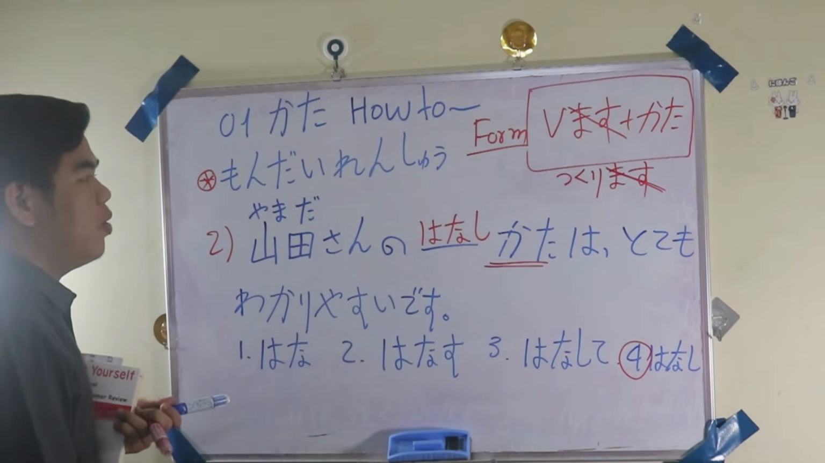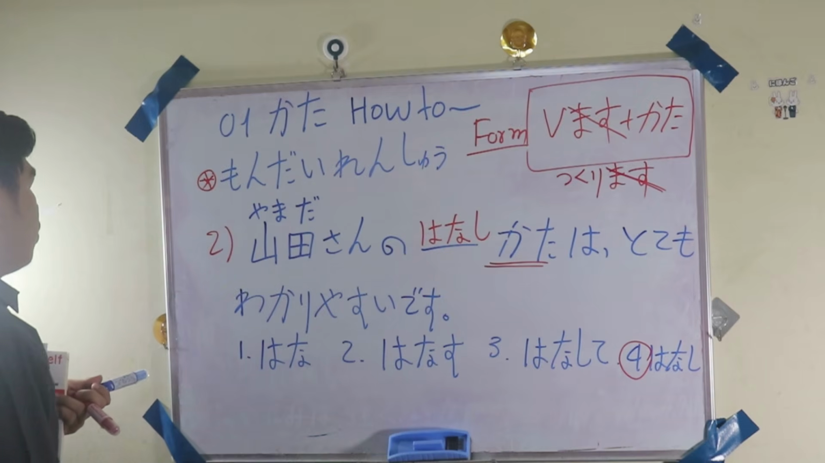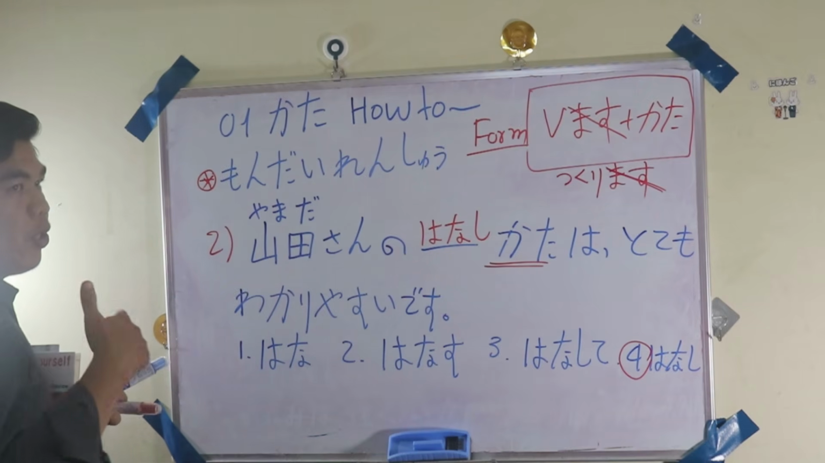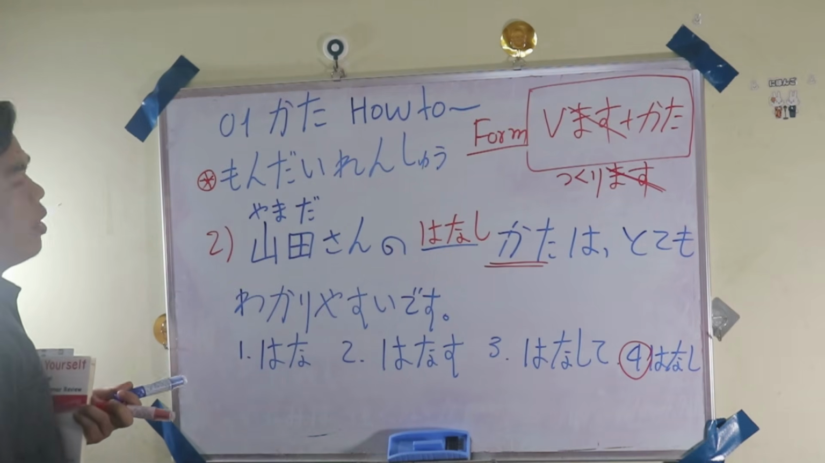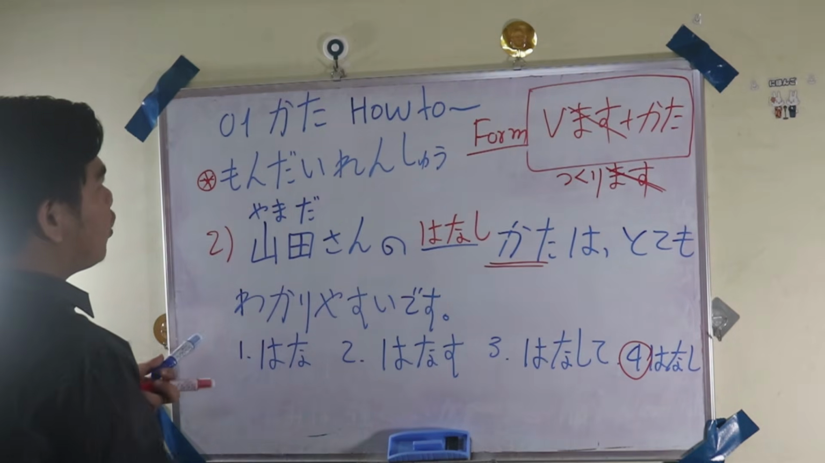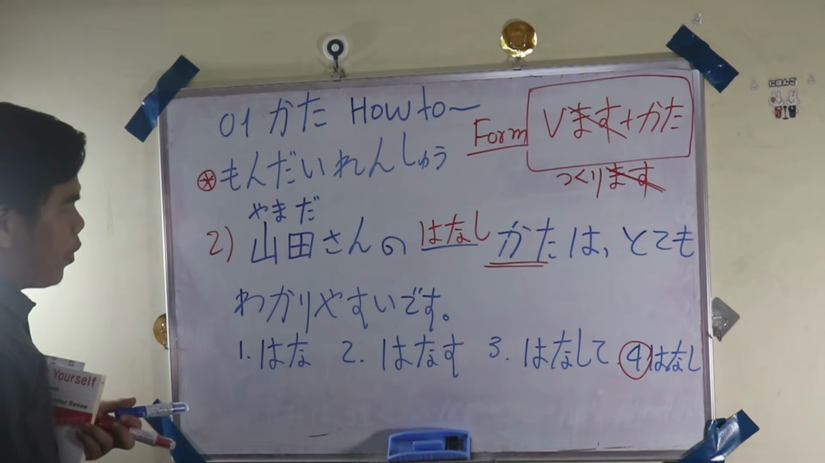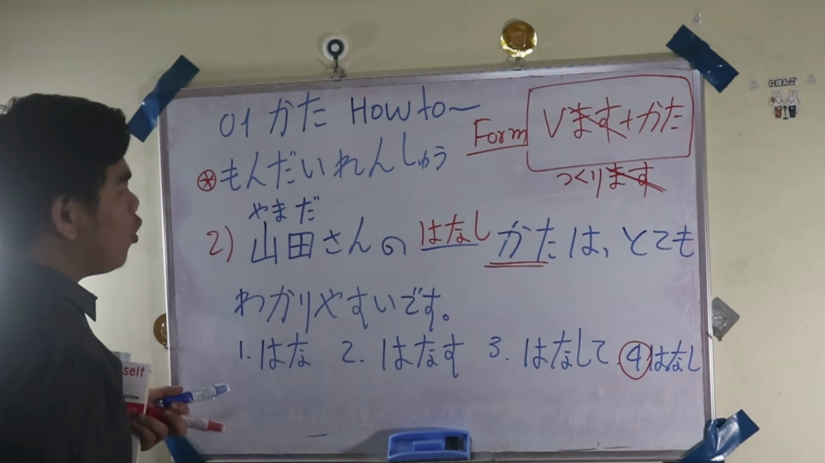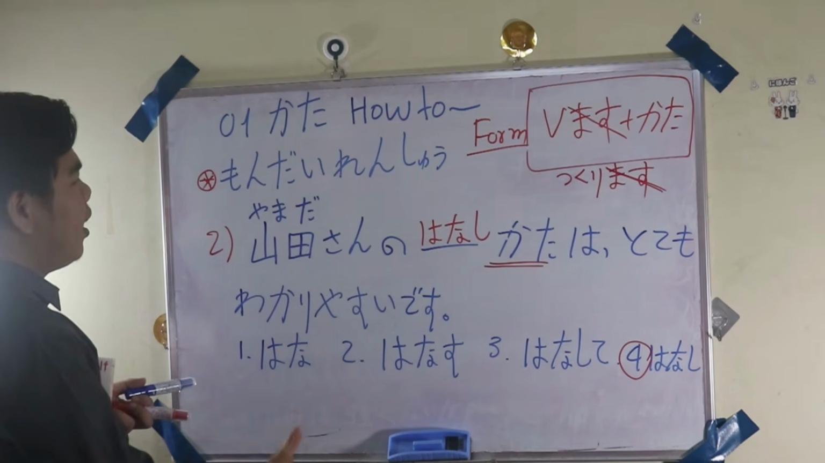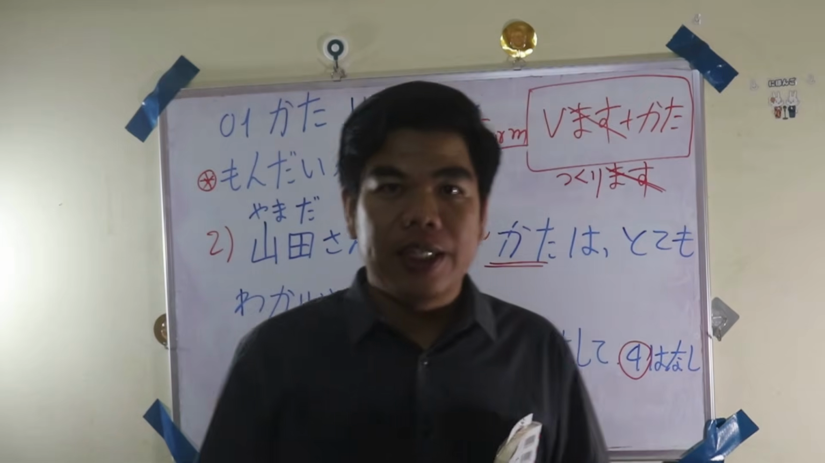山田さんの話し方はとてもわかりやすいですね。 Mr. Yamada has a good way to explain. It is fast to understand. Good explanation. Yes, it is like this. So I want kata, how to. 山田さんの話し方はとってもわかりやすいです。 So this video is finished.